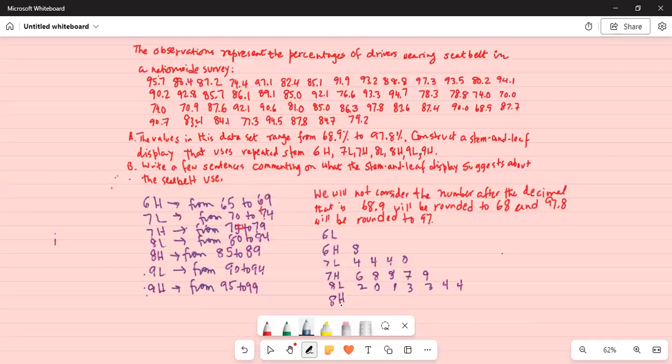Okay, 8 high. First row: 88.4, which is 8 high. Then 87.2, and 82.4. Then there's an 85.1. Then there's an 88.8, 88. And then there's 80.2, 94.1.